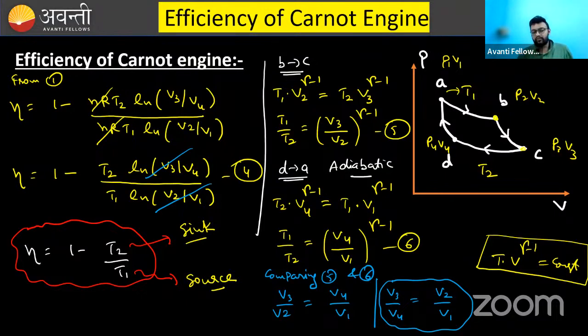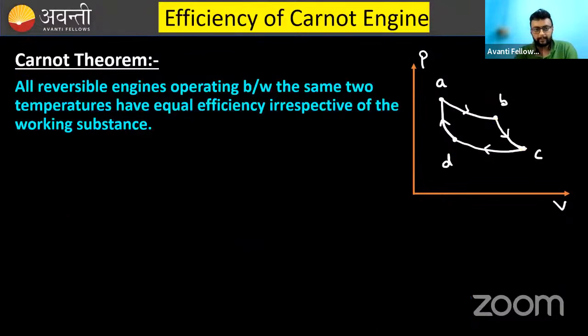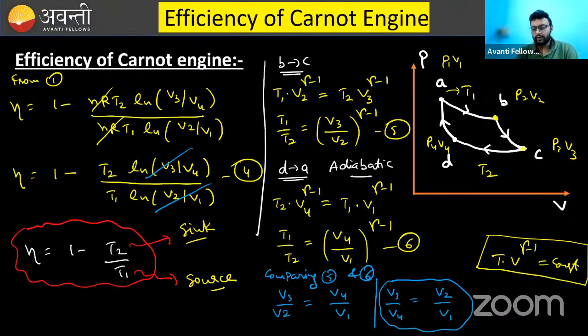That means efficiency of a Carnot engine depends only on the temperature of source and temperature of sink, and is independent of what? Repeat with me. And is independent of what? Working substance and the amount of heat it has taken, Q1, and Q2 it has rejected to the sink. It's independent of all these things. I think the point is clear. I have no such place to write. You can write it by yourself.